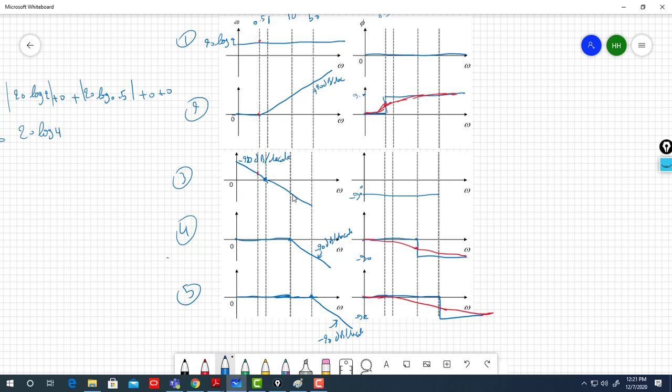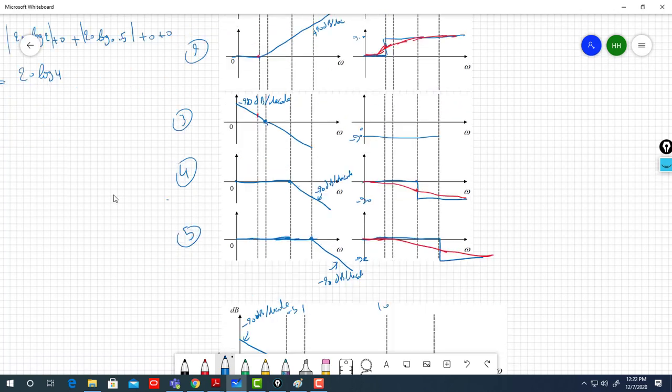And then you add, after 10, minus 20. So you go minus 20 up to 50, and another minus 20 at 50 radian per second. So from 10 to 50 you have minus 20, and from 50 toward infinity it becomes minus 20 plus minus 20, which is minus 40 decibel per decade.